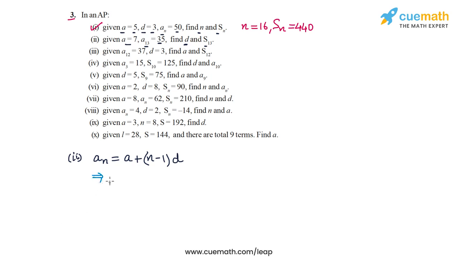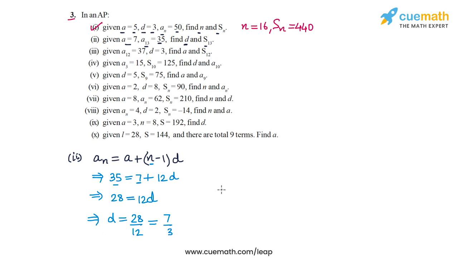So an is a13, so a13 is 35, a is 7, and n is 13, so n minus 1 is 12, so 12 into d. So this is the equation that we get. So 35 minus 7 is 28, so 28 is 12d, and from here we get the value of d. d is equal to 28 by 12, and if we reduce it to lowest form, we will get 7 by 3. So d is equal to 7 by 3.